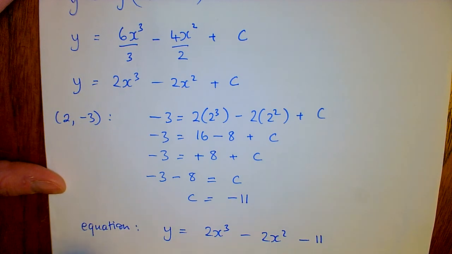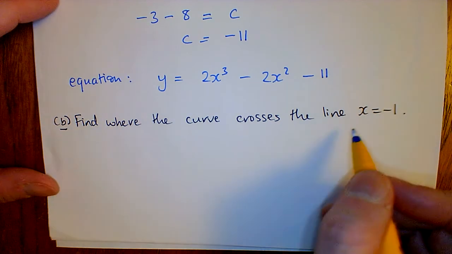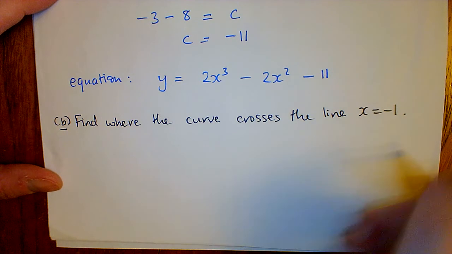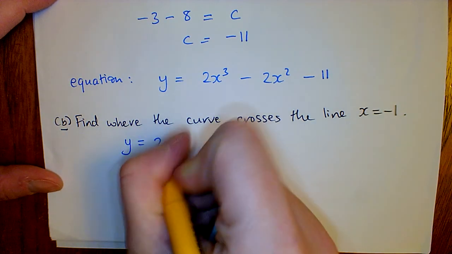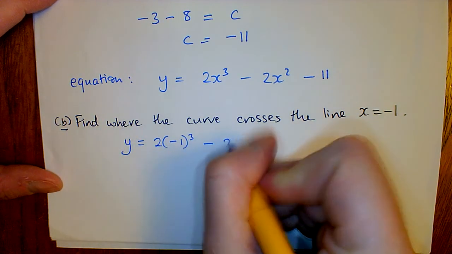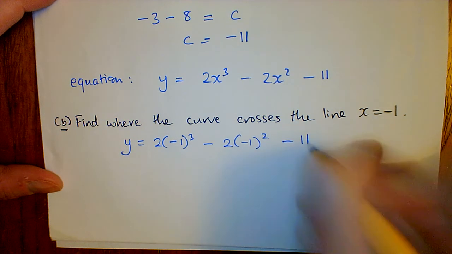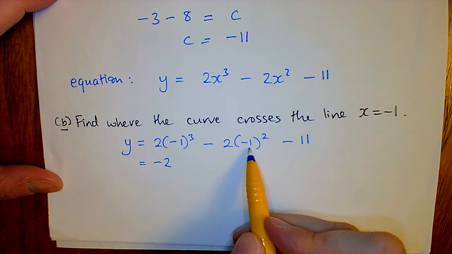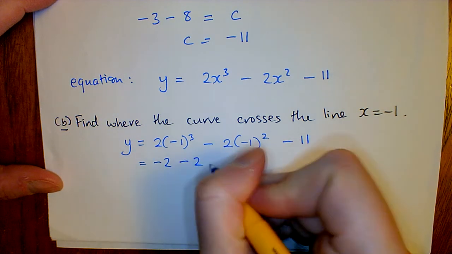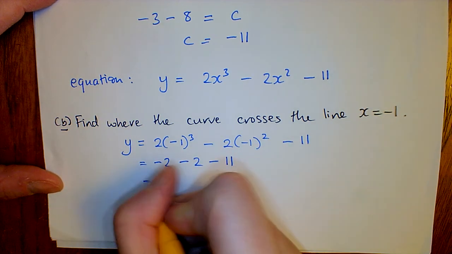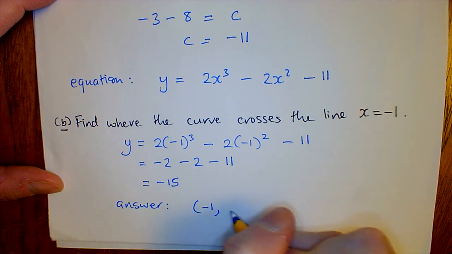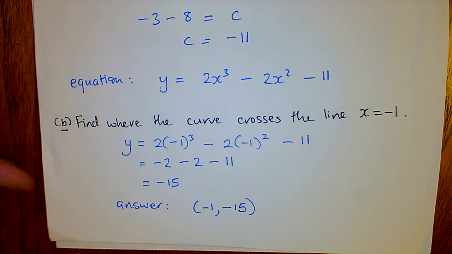And then part B, find where the curve crosses the line x equals minus 1. So where we see x in our equation, we're putting in minus 1 to find the y value for our crossing point. So it's 2 times minus 1 cubed minus 2 times minus 1 squared minus 11. Minus 1 cubed is minus 1, so that becomes minus 2. Minus 1 squared is 1, so that's minus 2. Minus 11. So that gives you a y value of minus 15. So our answer then, it goes through the point minus 1, minus 15.